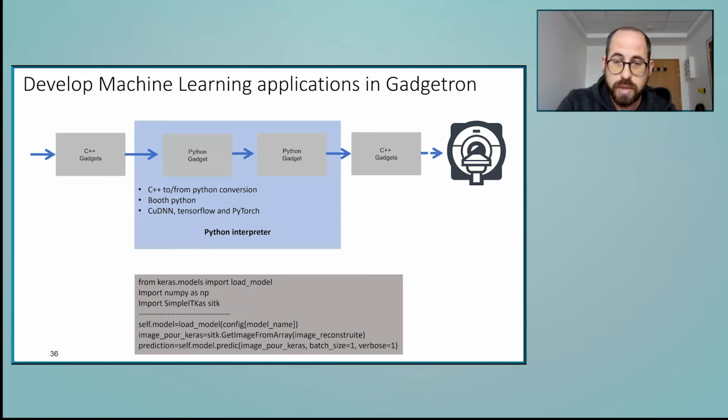I will skip it because Davide will talk about it, but basically we have a MATLAB gadget, and you also have a Python gadget, so you can copy and paste any Python code. It's super useful because now there are a lot of libraries in image processing that are coded in Python.